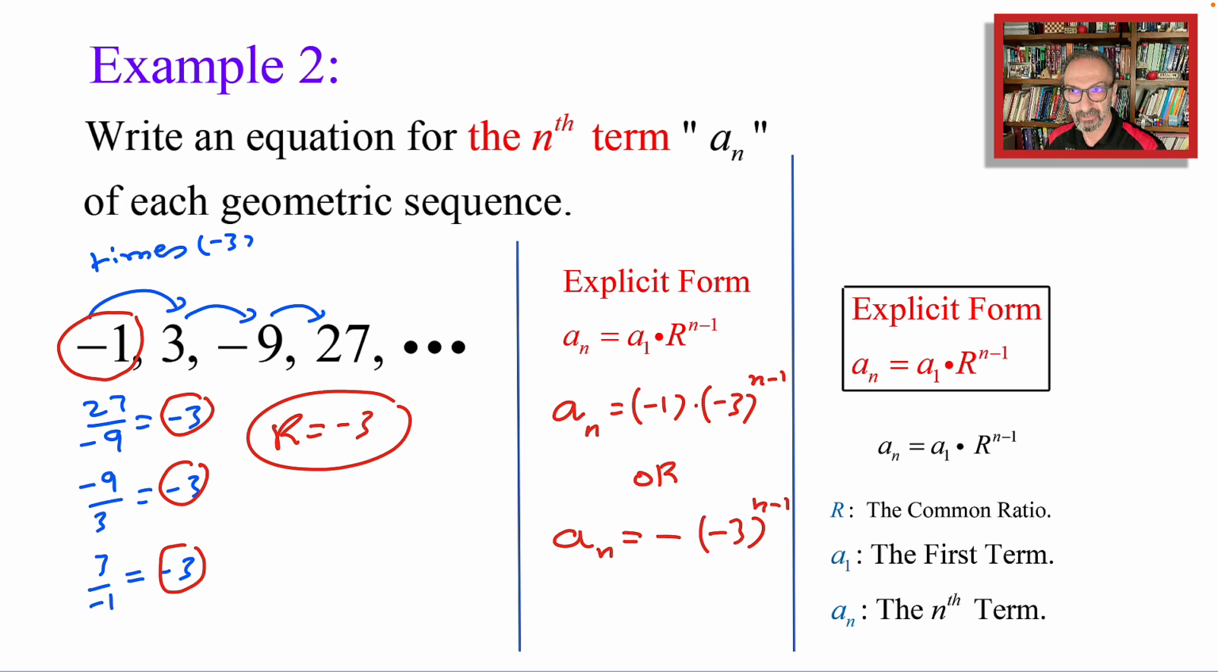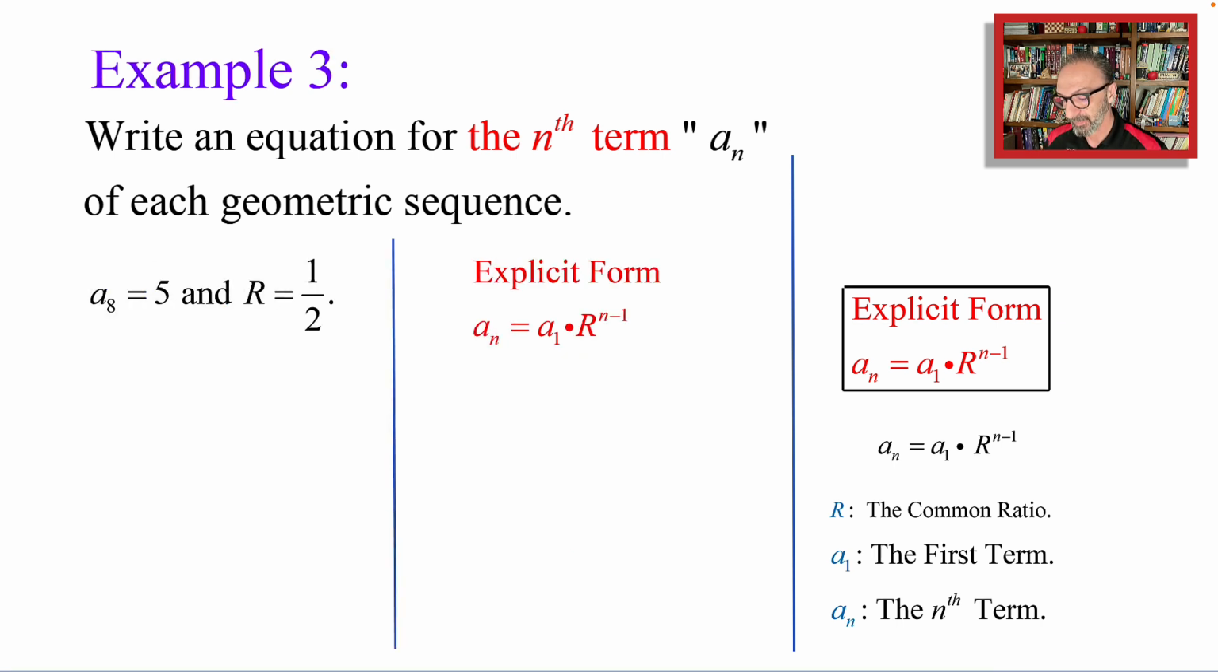That is example number 2. Let's go to example number 3. Example number 3 says a sub 8 equals 5 and R is half.